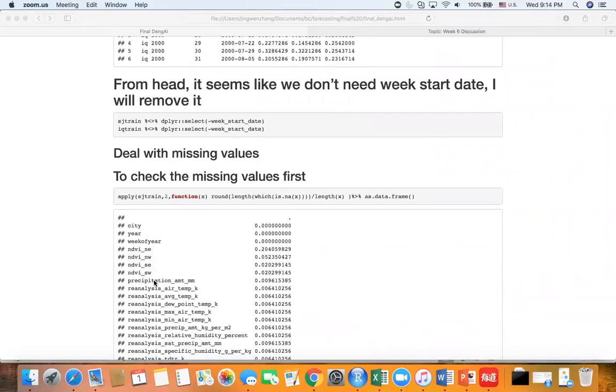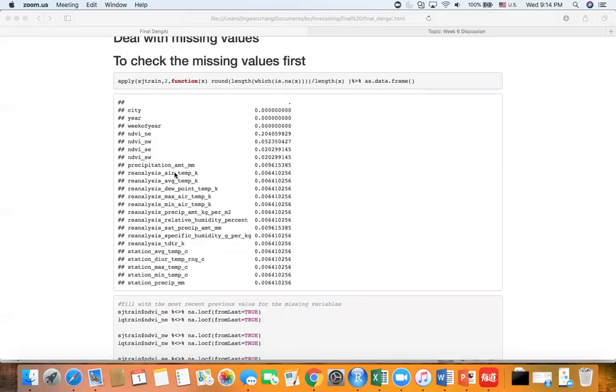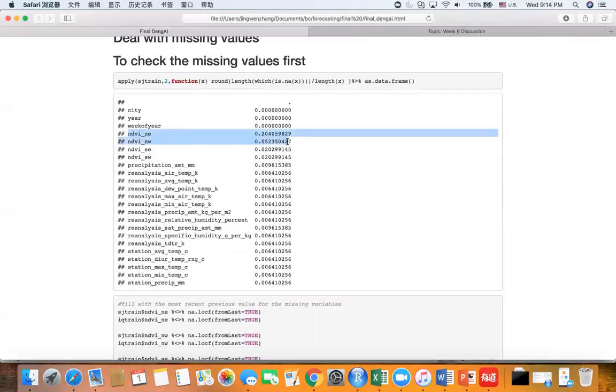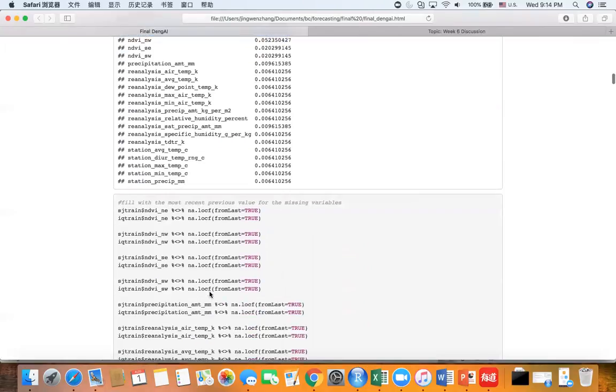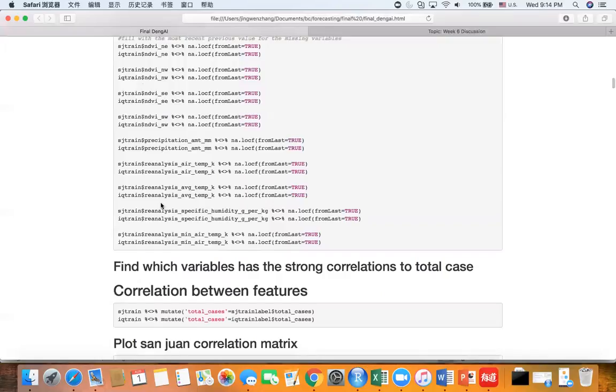The next is I'm going to deal with missing values. To check missing values first, I made a graph to see which variables have what percentage of missing values. For example, for NDVI, NA has the most missing values. And I'm going to fill the missing variables with the most recent previous values for all of them.